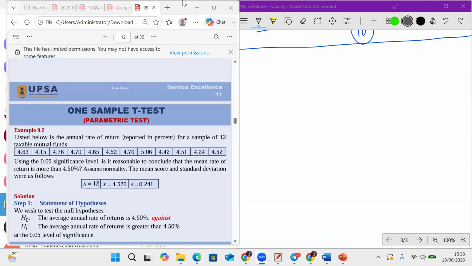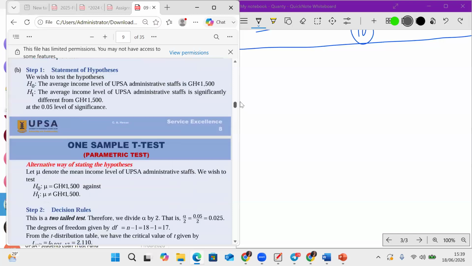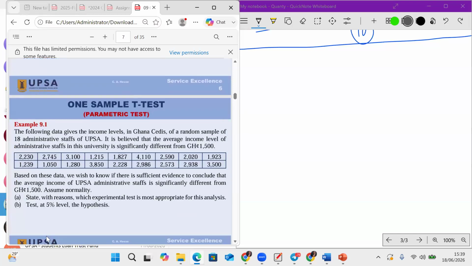Please, I want to ask a question. The mean rate, is it always given in percentage? Can they give it in normal figures? Oh, okay.